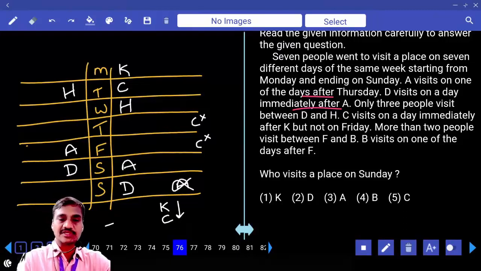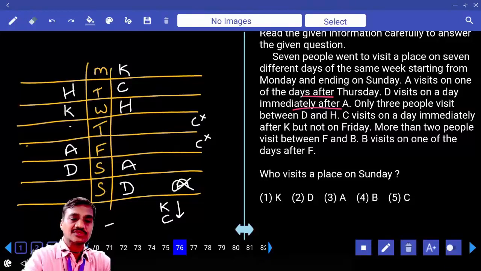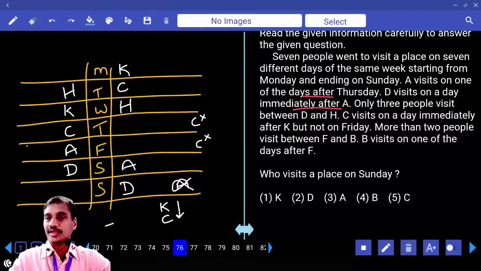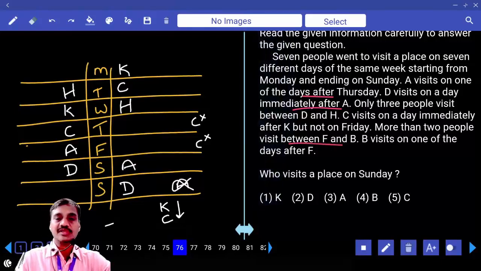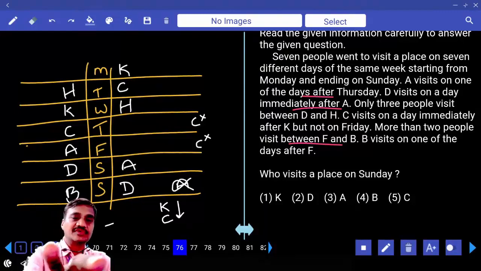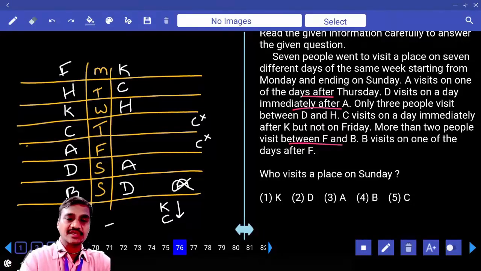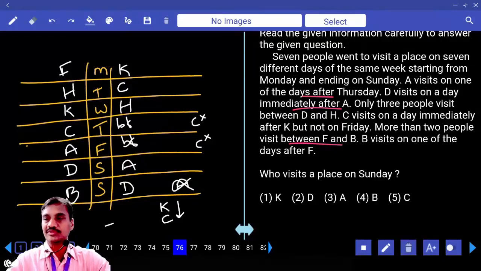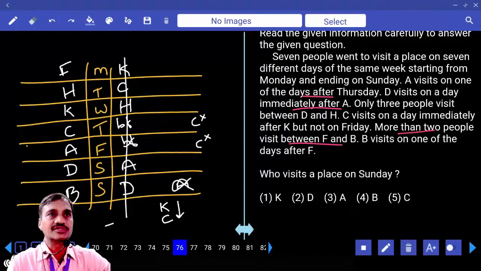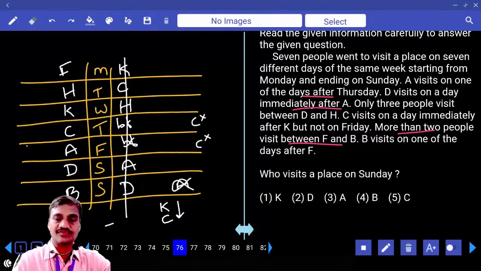Then coming to the next one, K and C, C cannot be on Friday. And here in this one, K and C must be on Wednesday and Thursday. And next, more than 2 people between F and B. In between F and B, there must be exactly 2 people. B visits on one of the days after F, B is here and F is here. And in the second case, B and F are adjacent to each other. In between B and F, there must be more than 2 people, which is not possible. And the second case got invalid. Now we are left with only the first one.